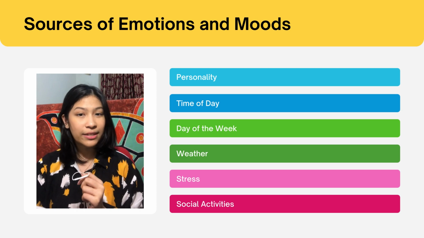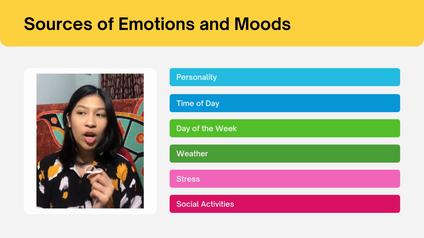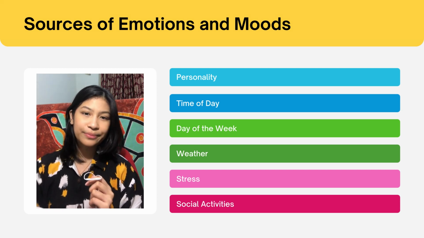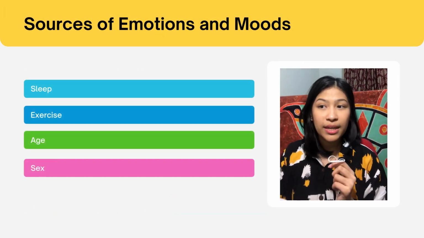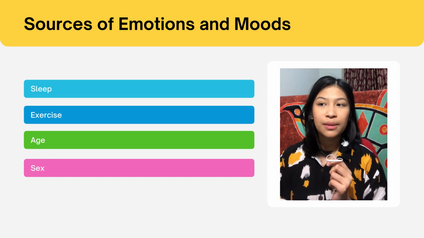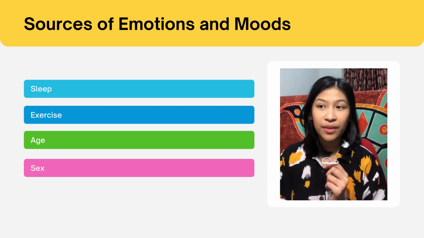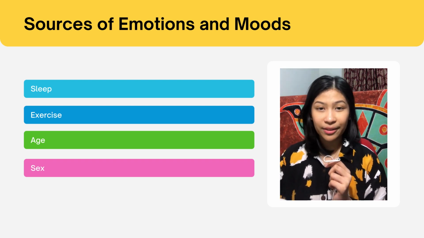Next is social activities. Physical or casual activities are more strongly linked to increases in good mood than formal ones or passive ones. Sleep can also be a source of emotions and mood. Increased tiredness puts employees at risk of sickness, injury, and even depression. Poor sleep quality impacts moods and decision making.